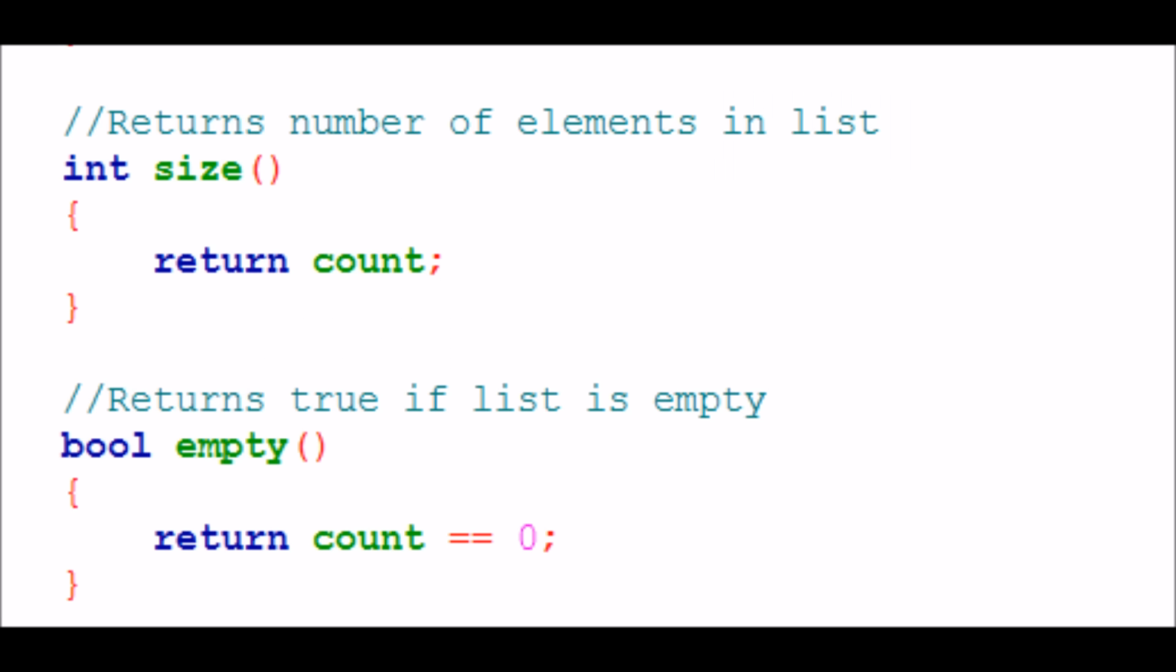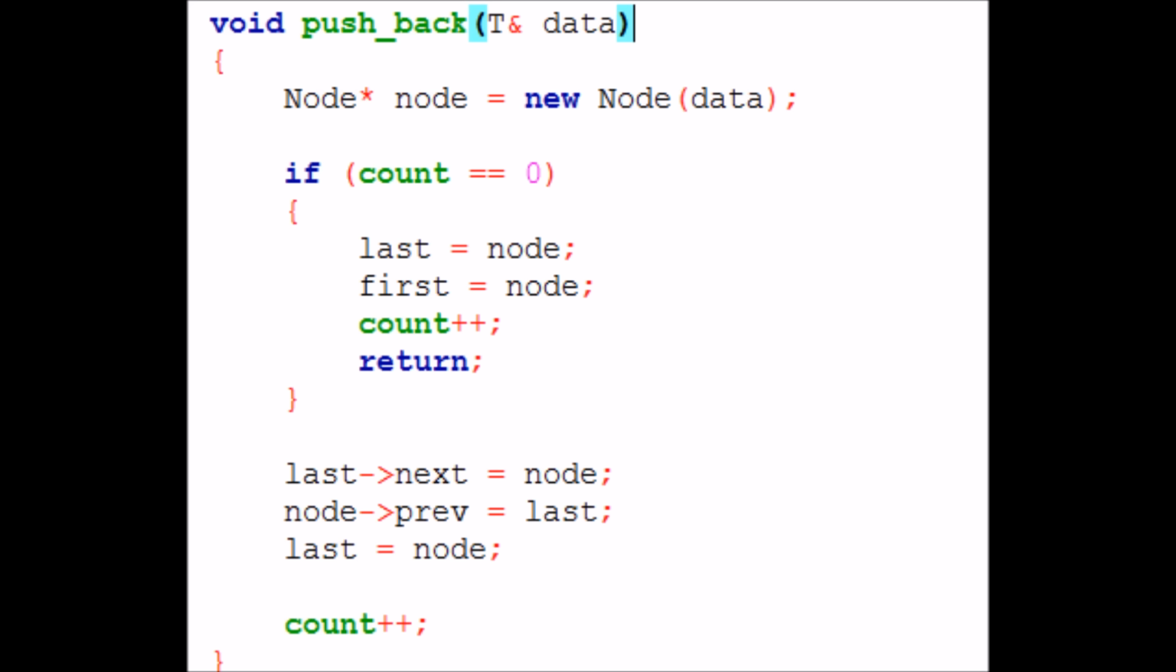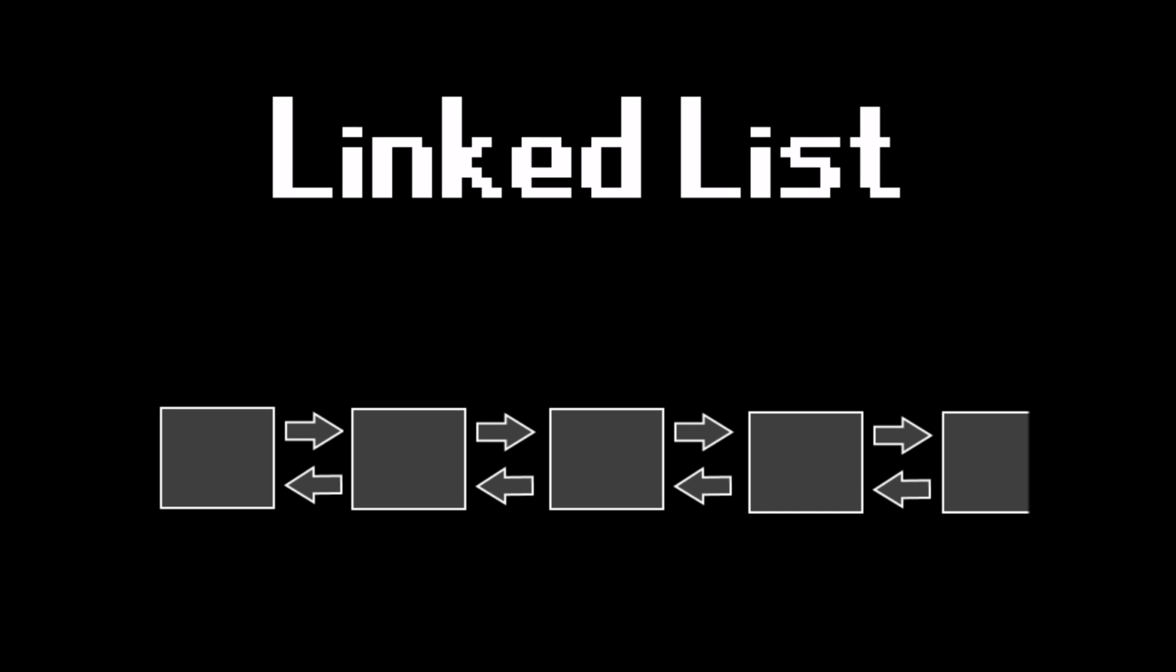Okay, so I've just added a couple of functions off camera. Size just returns how many elements are stored in the list, and empty returns true if the list is empty. In the last episode, we made the functions pushback, get, and erase. So that's just 3 functions. However, there are quite a few more functions that we can implement into our linked list.